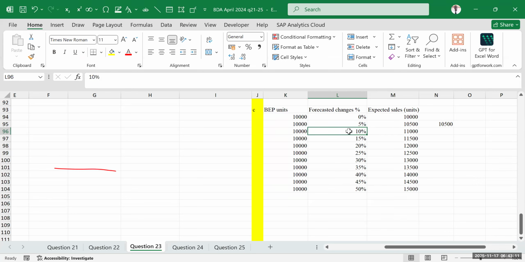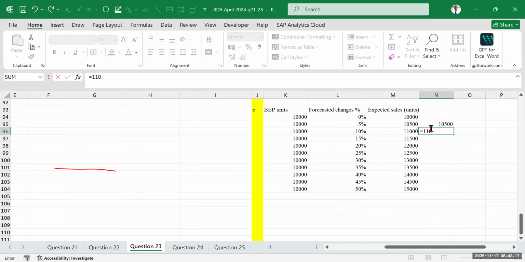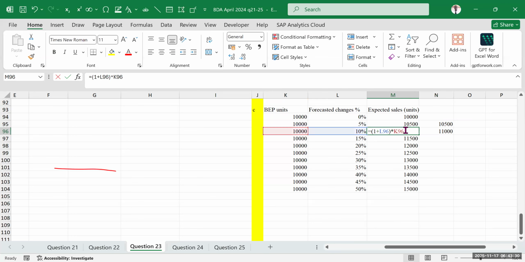If we are changing by 10% positive, it is similar to adding 10% to 100. That will give us 110%. Now, with 100% and 10% change, it is change on what? On the break-even point in units, multiplied by the break-even point in units, which is 10,000. What are we getting? 11,000. It is the same thing. It's just that I used the bracket approach.